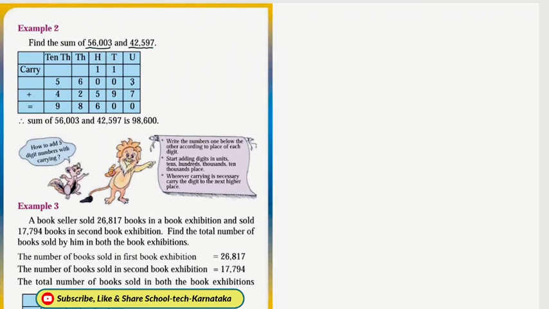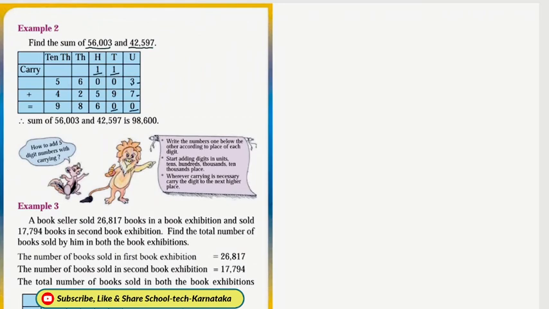So 56,003 and 42,597. Our next step is to add the digits at the units place. 7 plus 3 is 10. We write 0 here and carry 1 at tens place. So our next step is to add the digits at tens place. At tens place we have 1 plus 0 plus 9. We have 10. The answer is 10. We write 0 here and carry 1 to hundreds place.